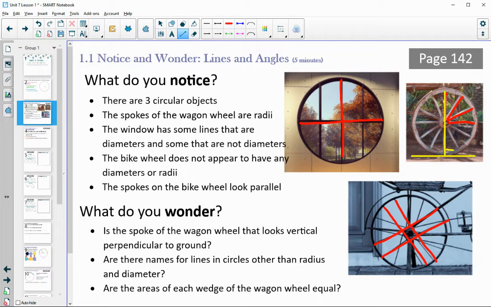And then you could have also wondered, maybe are there other names for segments in circles than radius and diameter? And is the area of each wedge of the wagon wheel, so each of these wedges here, the same? I'll just highlight a few of those in there, but are those little wedges equal in area? So just a few things, could have certainly come up with others.